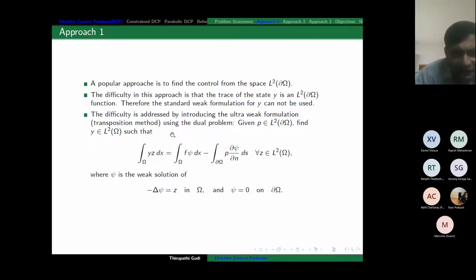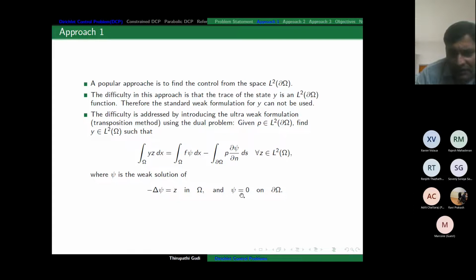So this is addressed by going to a further weak formulation. So you only look for y in L2, for given p in L2 on the boundary, by this weak formulation. If you take any z in L2(omega) and you take the inner product of y and z, and then z equal to minus Laplacian of psi, you can look for a psi given z in L2. You can look for psi with zero boundary conditions, and then if you plug in minus Laplacian of psi and do the integration by parts twice, so minus Laplacian y will come, that will be f, and then the integration by parts will also give you the boundary terms.